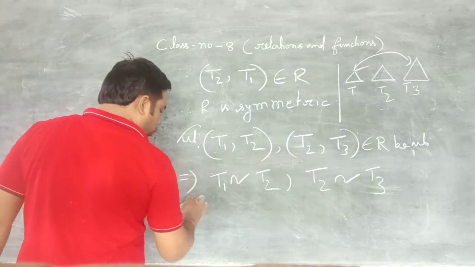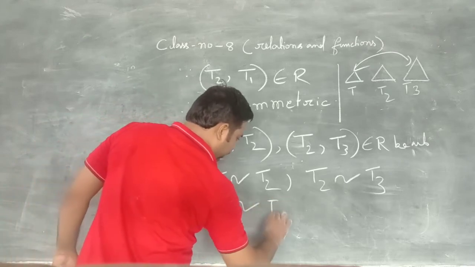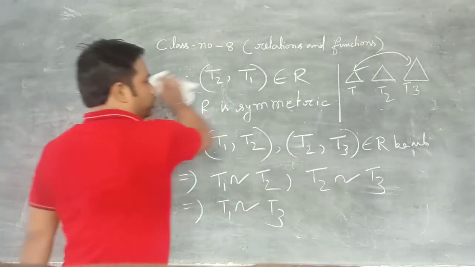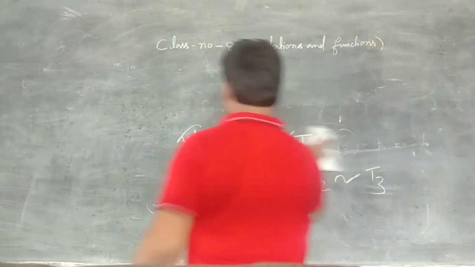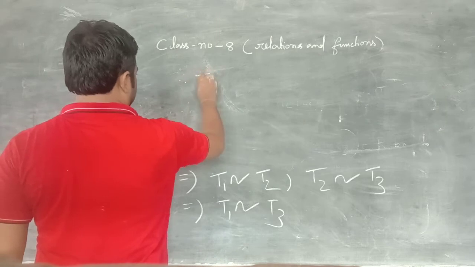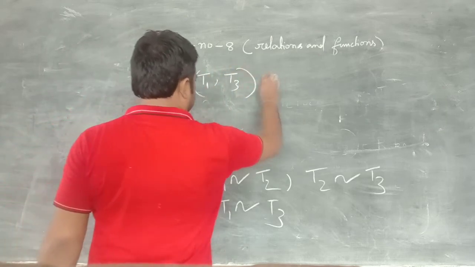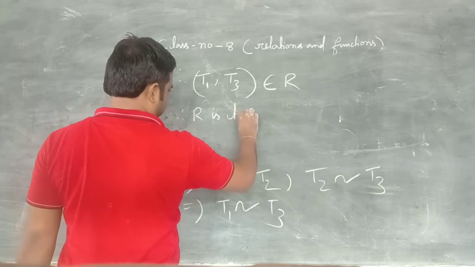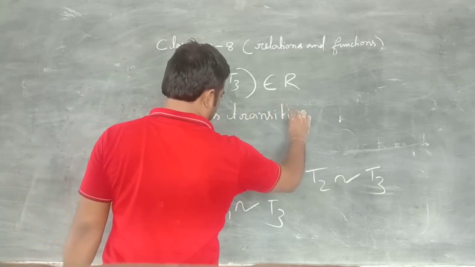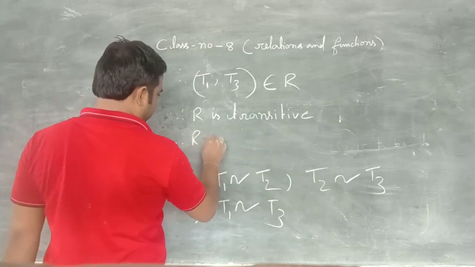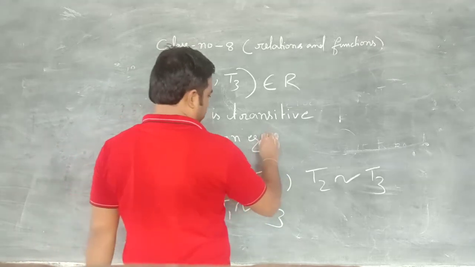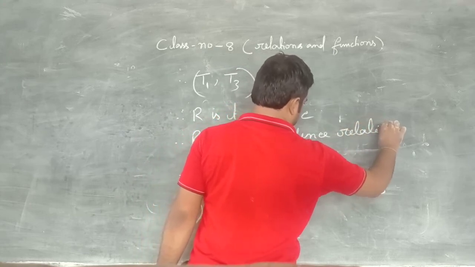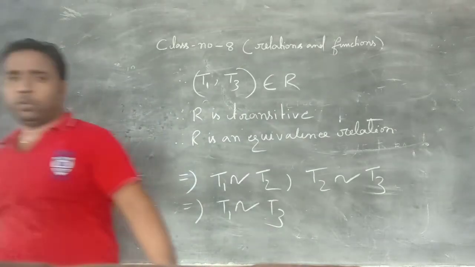So if we combine these two, we can write T1 is similar to T3. Since T1 and T3 are similar, we can write (T1, T3) belongs to R. So R is transitive. So R is an equivalence relation. So this question is completed.